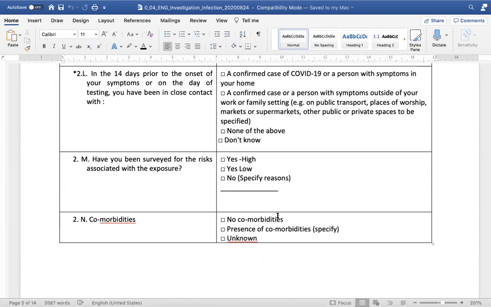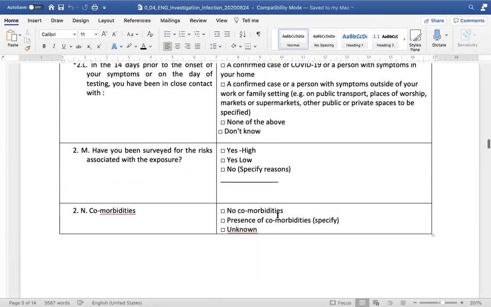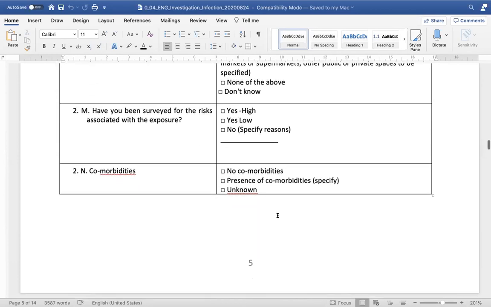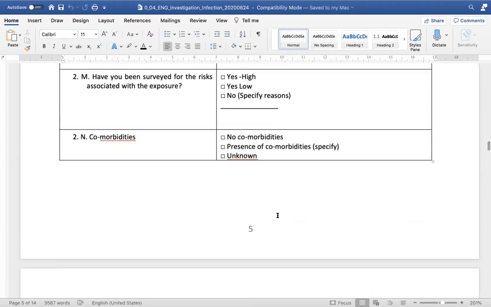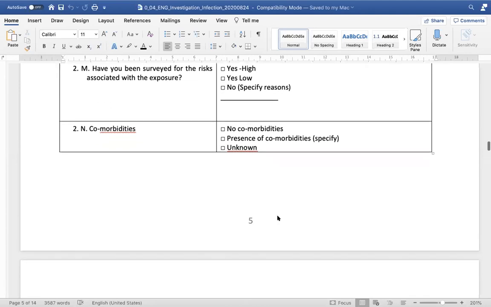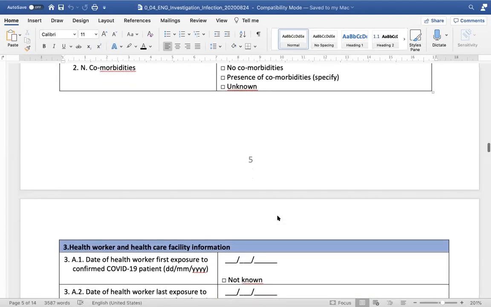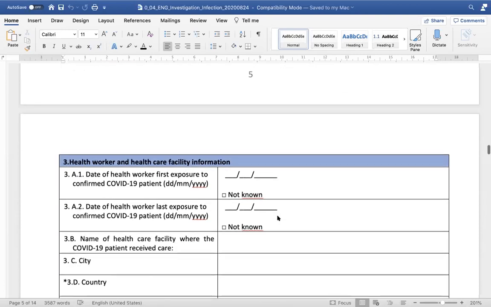And then we also want to know, have you been surveyed for the risks associated with the exposure? Is a yes or no, and then we want to know whether when you were surveyed, you were classified as high risk or low risk, or no reason was given. We also want to find out whether the healthcare worker has any comorbidities. Please move on.